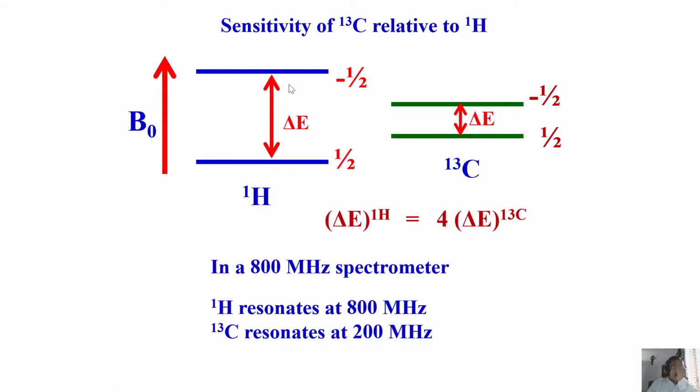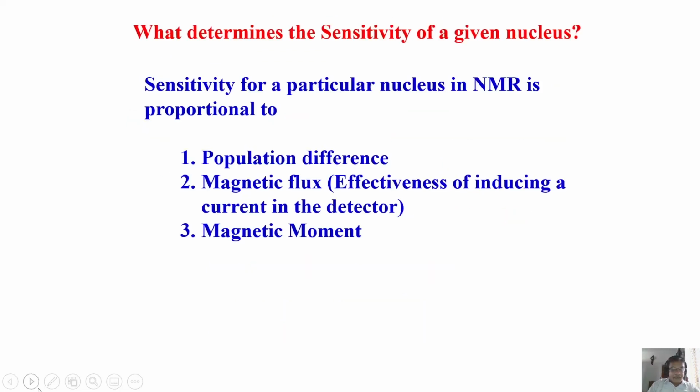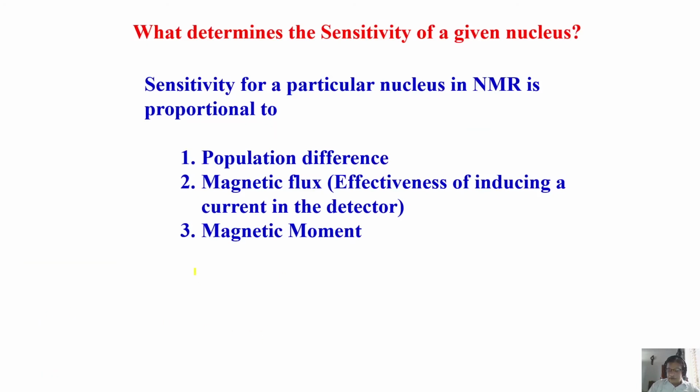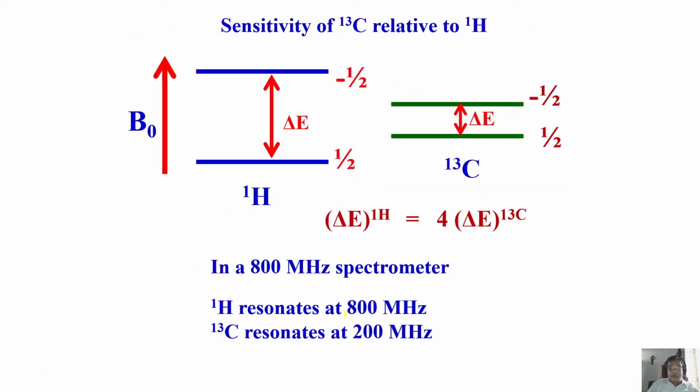Okay, so in an 800 megahertz spectrometer, if I say proton comes at 800, where does carbon come? If proton comes at 800 megahertz, carbon comes at 200 megahertz. You understand this very clearly.